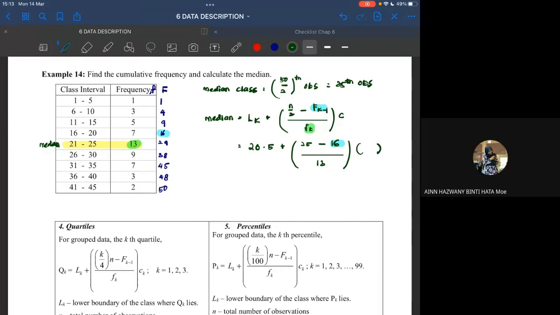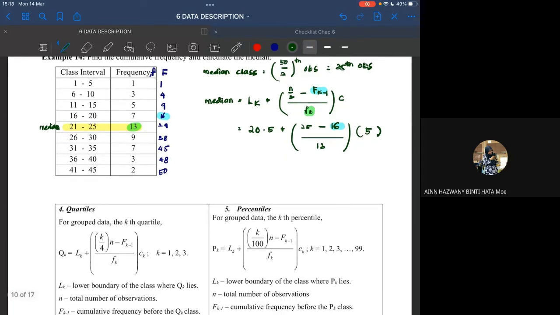Okay, 5. Kamu boleh kira 21, 22, 23, 24, 25. Yes, boleh kira macam tu. Okay, tapi sometimes data dia tak stick macam ni. Sometimes dia akan tukar dalam bentuk interval dia. So better kalau kamu guna upper boundary minus lower boundary. Contoh macam kat sini 25.5 minus 20.5, you get 5 lah.